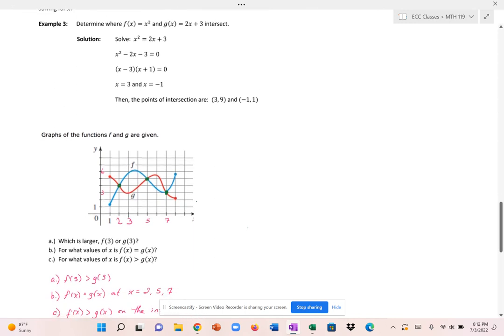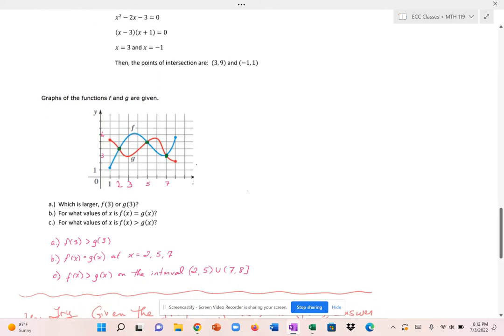questions regarding this graph. Part A says, which is larger, f of 3 or g of 3. So f of 3 is the one in blue up here. G of 3 is the one below. Since the one in blue is higher than the one in red, the y value is bigger. So f of 3 is definitely greater than g of 3 on this graph. You weren't asked for what the value is. You just were asked which one is larger. And so this is the greater than symbol.